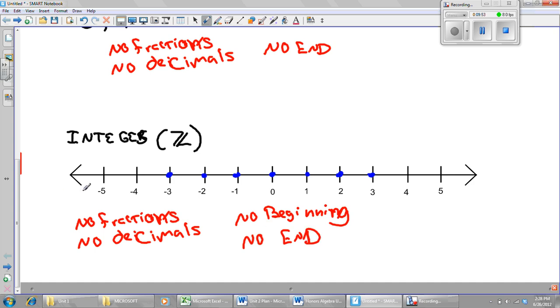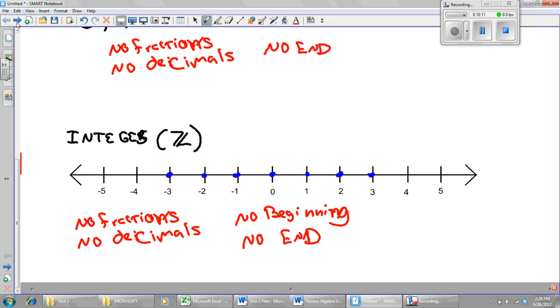Okay, so they don't begin because no matter what negative number you name, I can name another one smaller than it. You say -3, I can say -4. You say -4, I can say -5. You say -1000, I can say -1001. All right, so those are your three number systems.